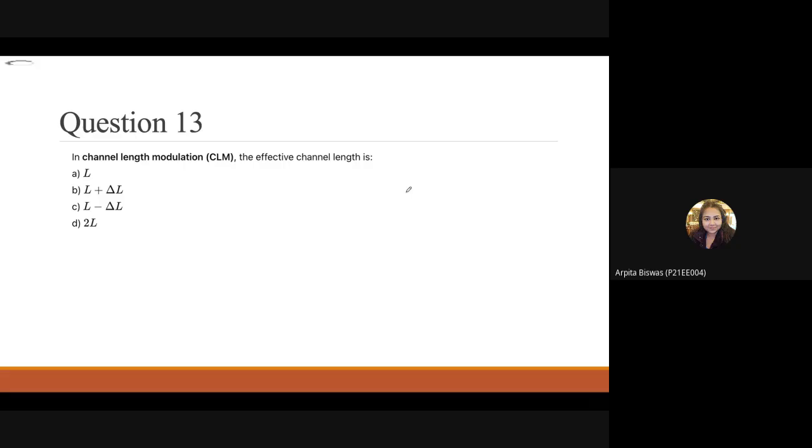What is the value of this channel length, effective channel length in channel length modulation? Option C, ma'am. Yes, option C, right?